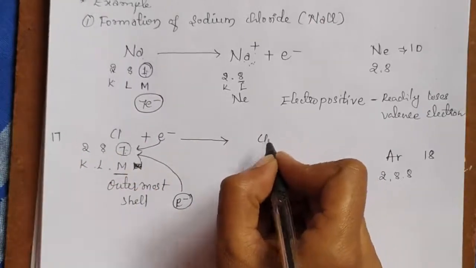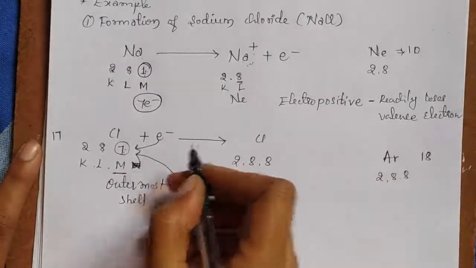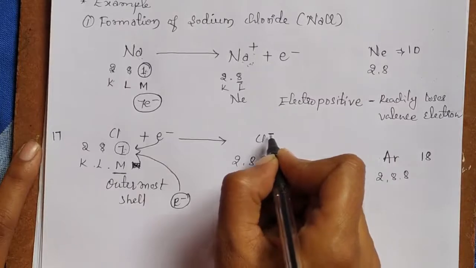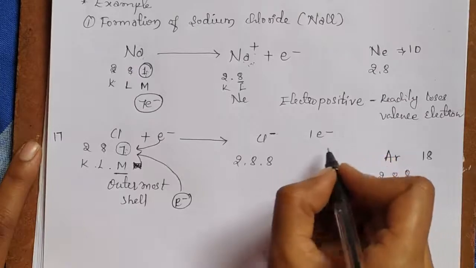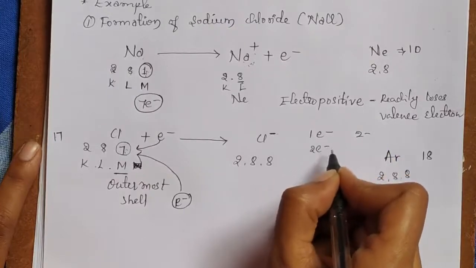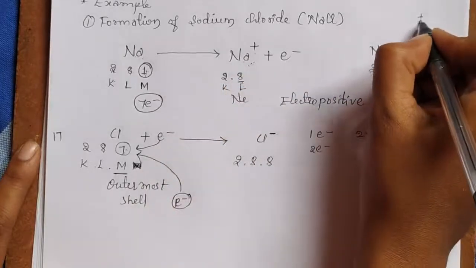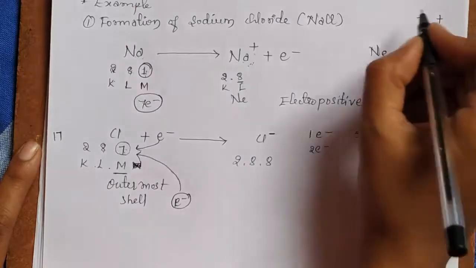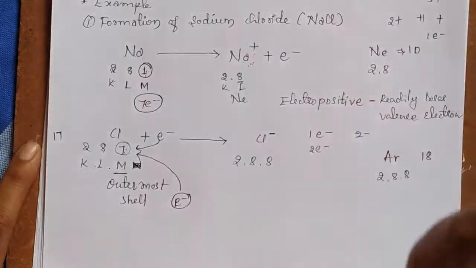Its electronic configuration becomes 2, 8, 8. Okay, and that gained electron is represented like this. If we write 1 minus, or just minus, it indicates 1 electron is gained. If we write 2 minus, this indicates 2 electrons are gained. Similarly, in the case of sodium, if we write just plus 1, or just plus, it indicates 1 electron is lost. If we write 2 plus, 2 electrons are lost. If we write 3 plus, 3 electrons are lost.